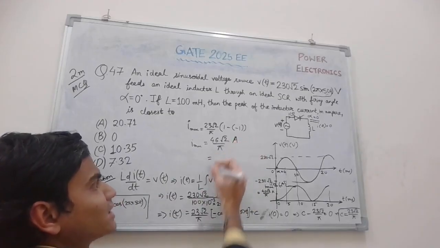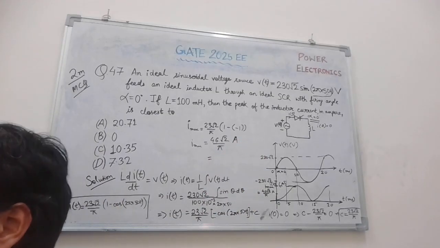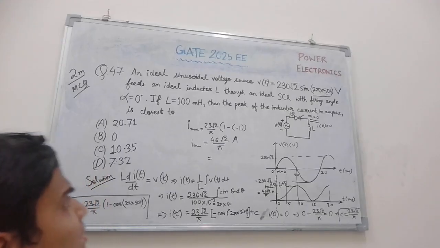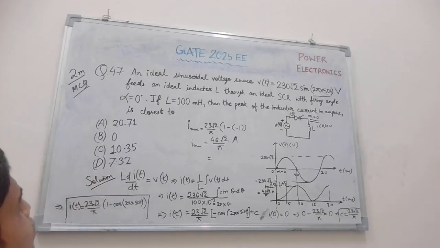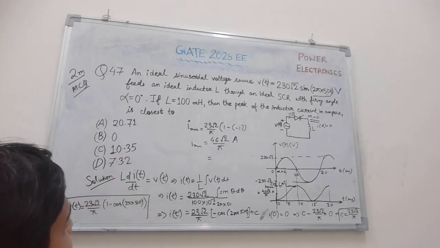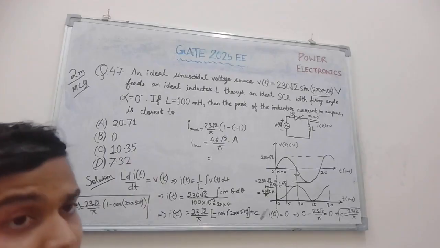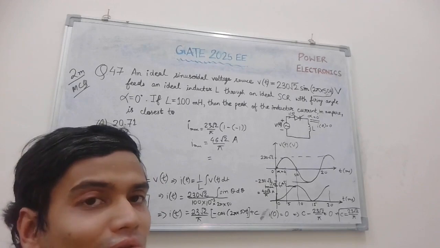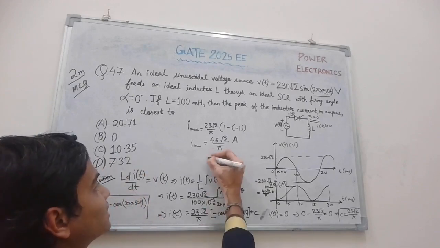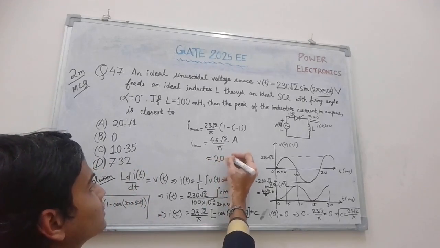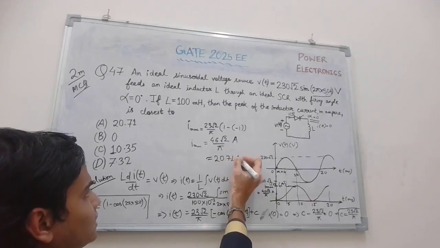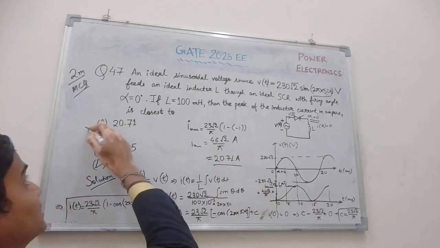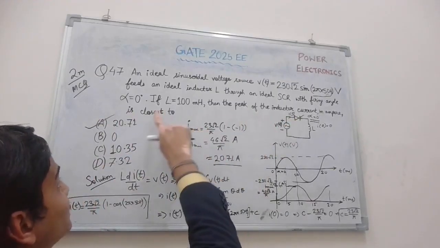We put this in the virtual calculator. I think you will get the value closest to 20.71, if I am not wrong. You can try it out and put this in the virtual calculator. You get it nearly as 20.71 amperes, which matches option A. Peak of the inductor current in amperes is 20.71.